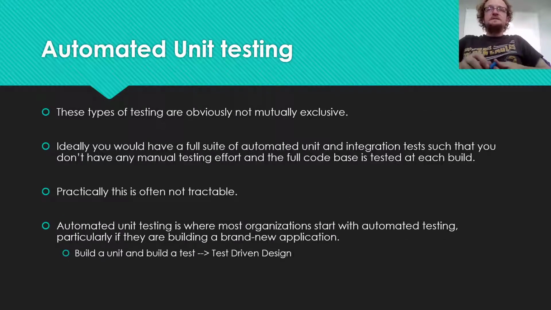So you can obviously tell that these different ways of breaking down testing are not mutually exclusive, right? You can have a full suite of automatic tests for unit testing and automatic integration tests. Ideally, you would have 100% automation in your entire code stack. What that would mean is every time you made a change, checked in your code and built your code, you would know if there are any bugs in your code because everything is automatically tested.